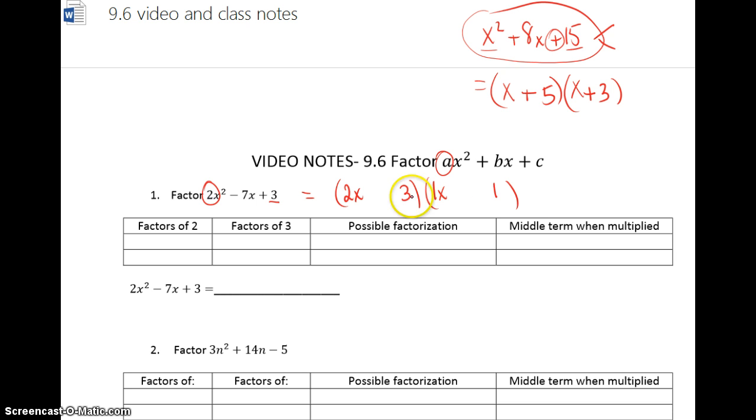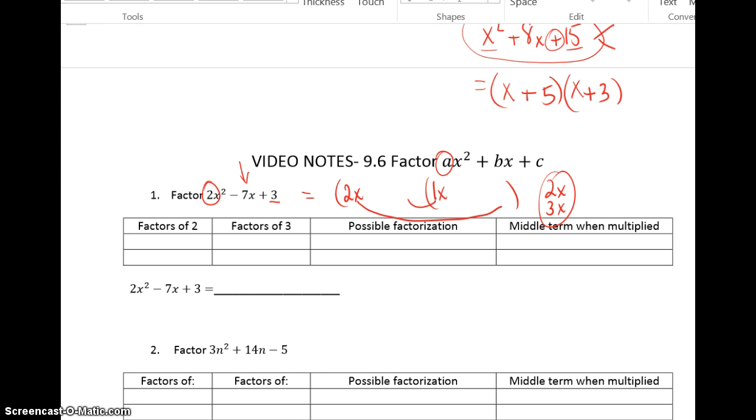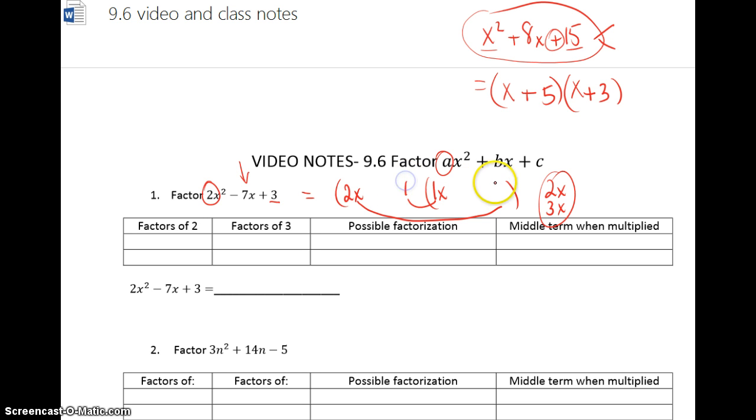But here's the deal. 3 plus 1 obviously does not equal 7. So the way we get 7 is we're going to multiply the 2x and the 1, and that's 2x, and the 3 and the 1x, and that's 3x. I call this checking your smiles. But 2 plus 3 doesn't equal 7 either. Well, one thing we can do is I'm going to erase the 3 and the 1, and I'm going to switch them so that I have 1 and 3.